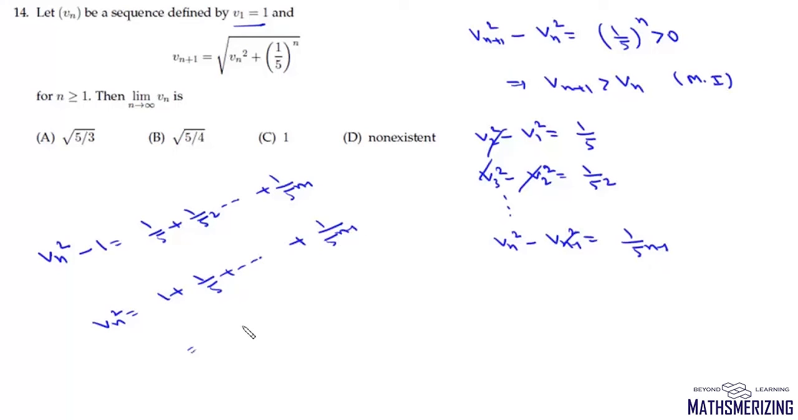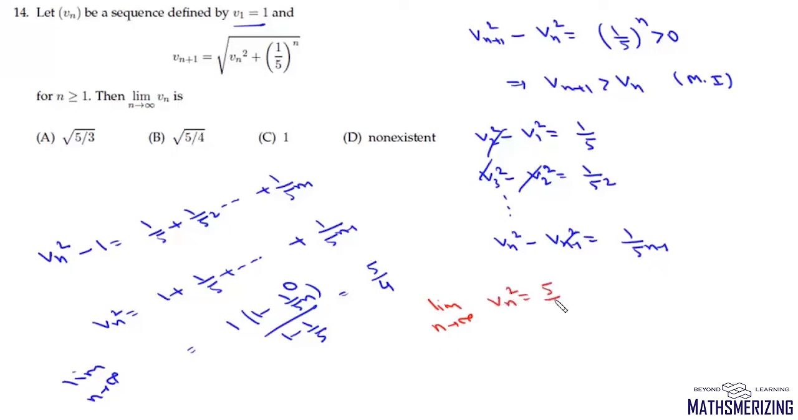Now this is nothing but a GP whose sum is a into 1 minus r to the power n upon 1 minus r, which is 1 minus 1 by 5. Now we take this limit n tends to infinite. This value will be 0, so this value will be simply 5 by 4. So limit n tends to infinite Vn square is 5 by 4. Then this limit n tends to infinite Vn will be simply under root 5 by 4, and that's your option B.